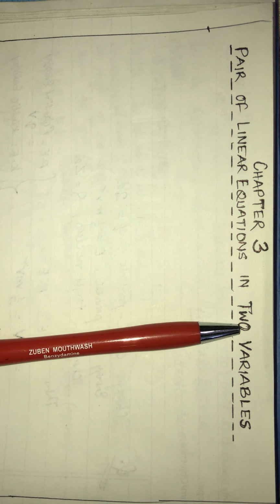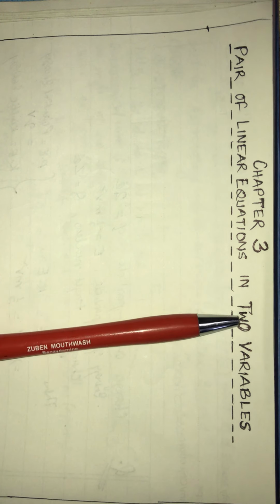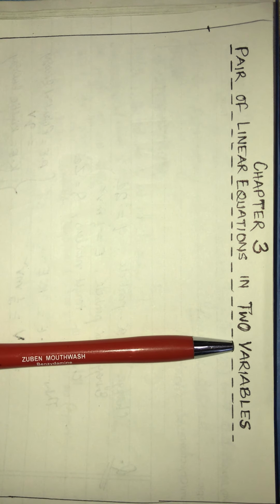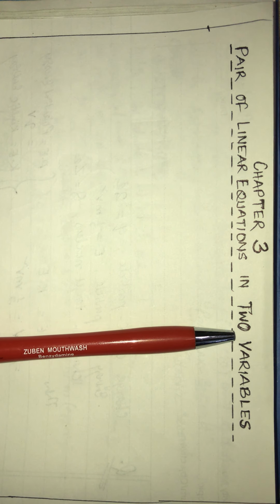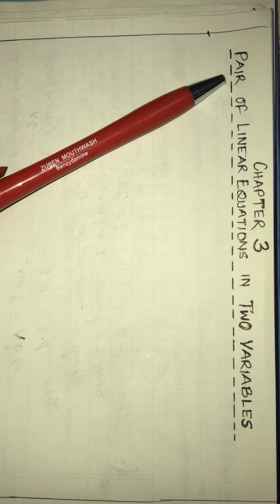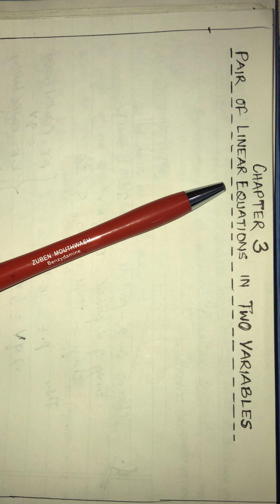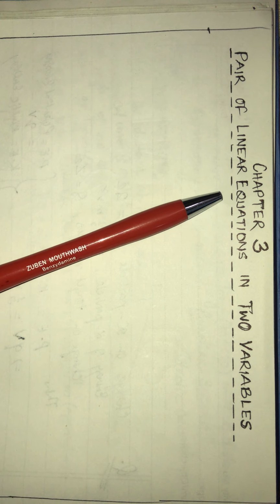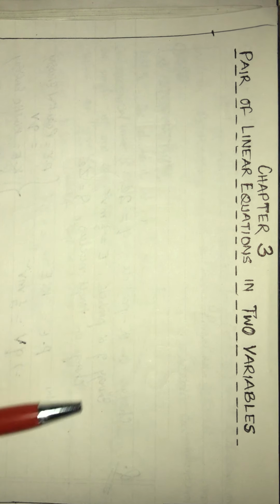And even whatever graph you plotted there, it was about a single equation in two variables. Two variables, it may be xy, yz, xz, uv, any kind of that, having two variables, that you did there. But here we'll deal with pair of linear equations in two variable. So two equations simultaneously, you will get two equations.